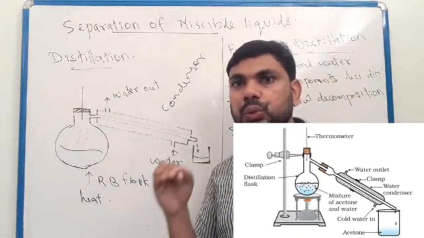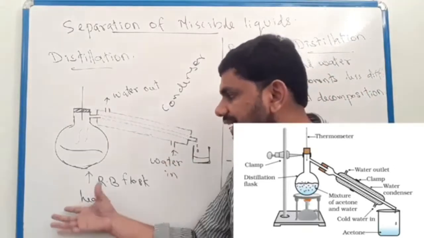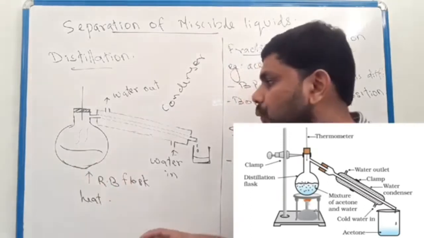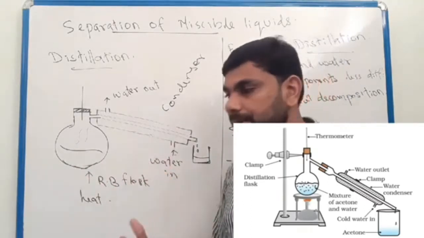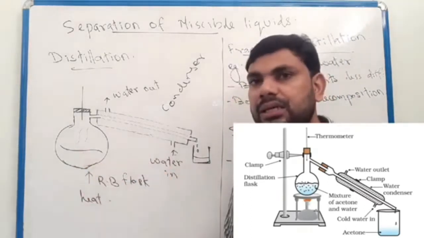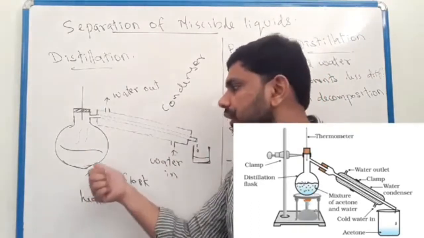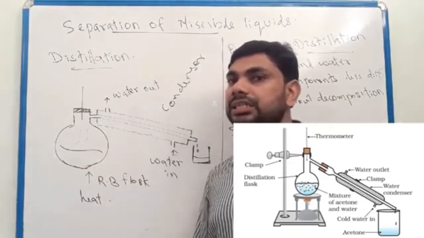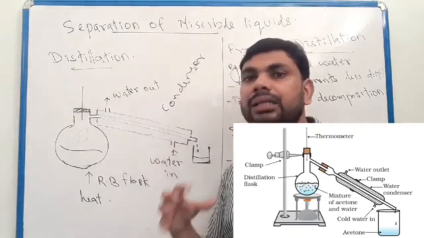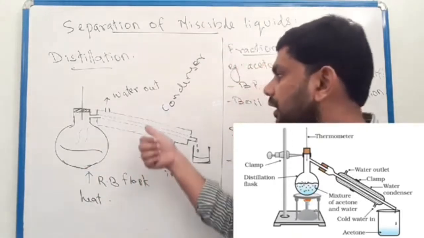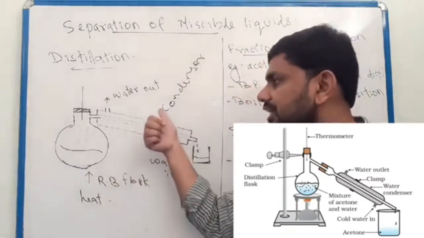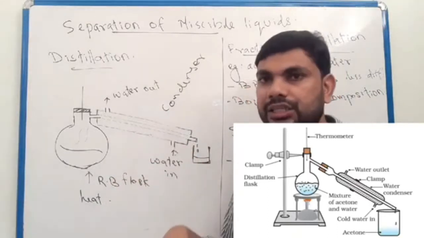The condenser is used for cooling. We know after heating the system gains energy. Sometimes you have the question, where does the system gain energy? Here in the RB flask, the system gains energy because we heat over here. Where does the system lose energy? After cooling, the system loses energy. We cool over here in the condenser, so in the condenser the system loses energy.